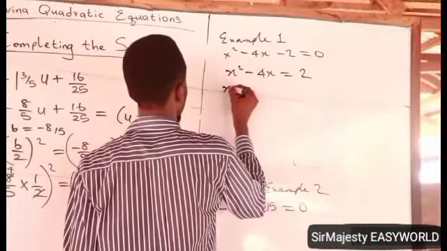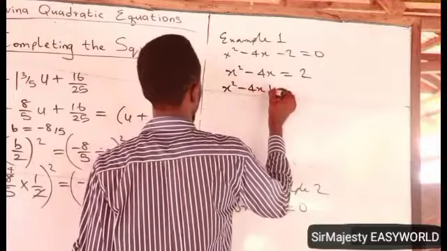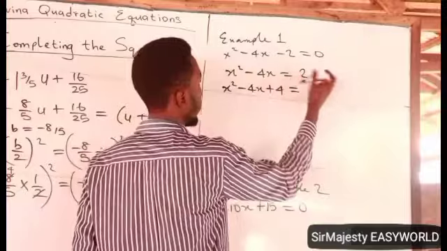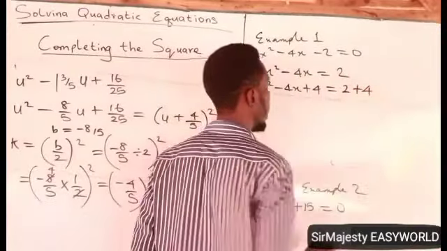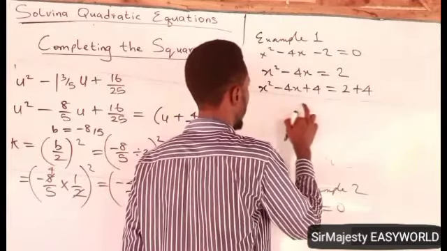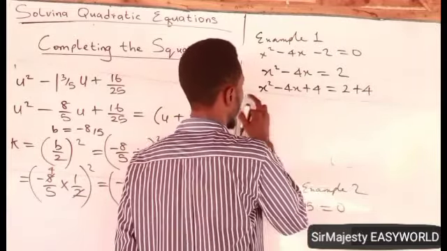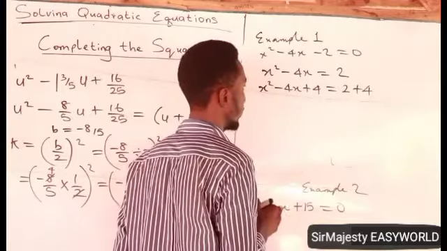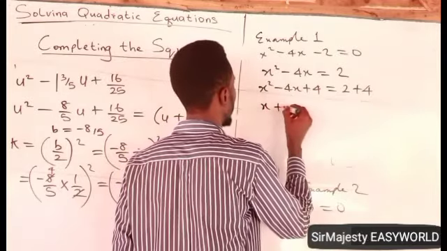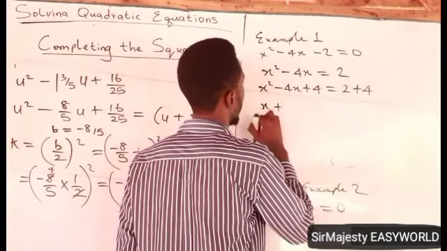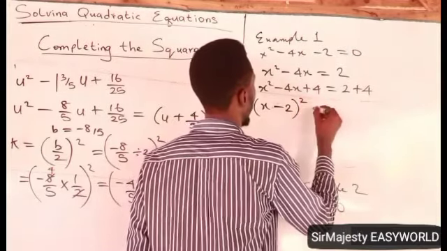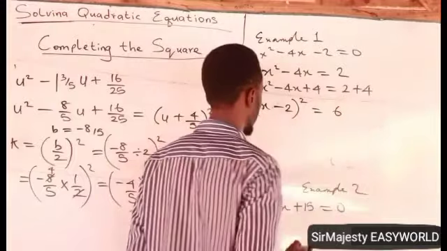Now add 4 to both sides. You say x squared minus 4x plus 4. Now since you have added 4 to the left-hand side of the equation, you can't leave this one like that. You must also do the same. You must also add 4 to the other side of the equation. So now you factorize this expression here, this particular one. You factorize this expression to get what? When we factorize this, we are going to have x minus 2 all squared is equals 2 plus 4, 6.